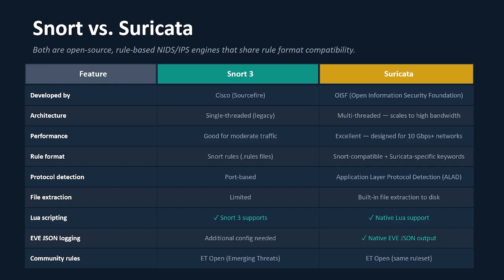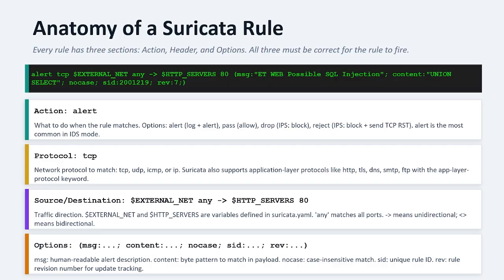And both of them have community rules. Emerging Threats is one of the big ones, and there's community rules, and there's also the option to pay for a license and get the pro rules from them as well, which has more built-in detection, so you wouldn't have to code it yourself.